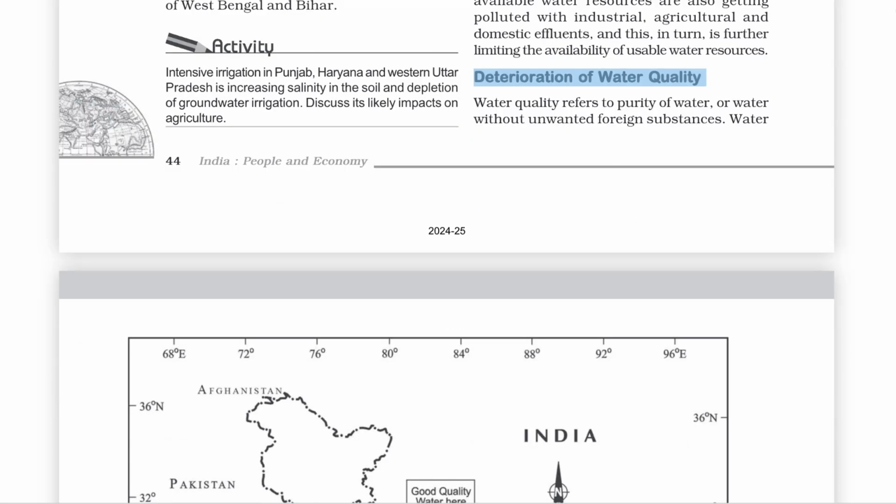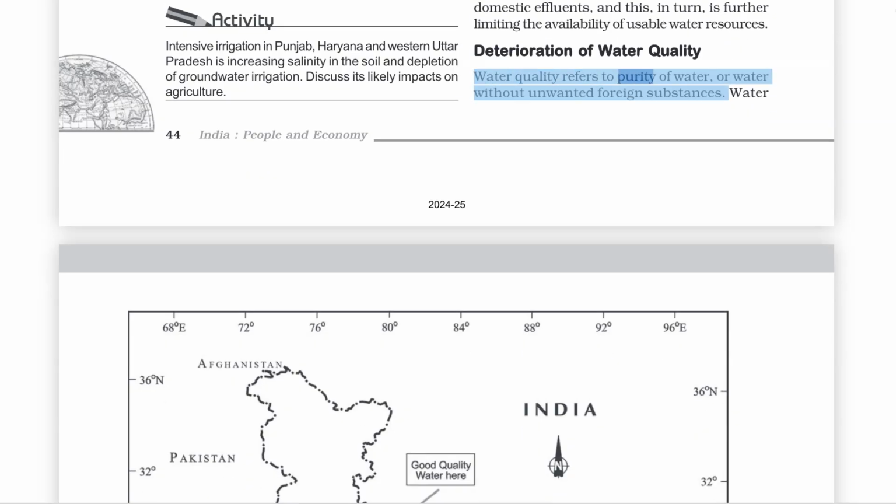Deterioration of water quality. Water quality refers to purity of water or water without unwanted foreign substances.